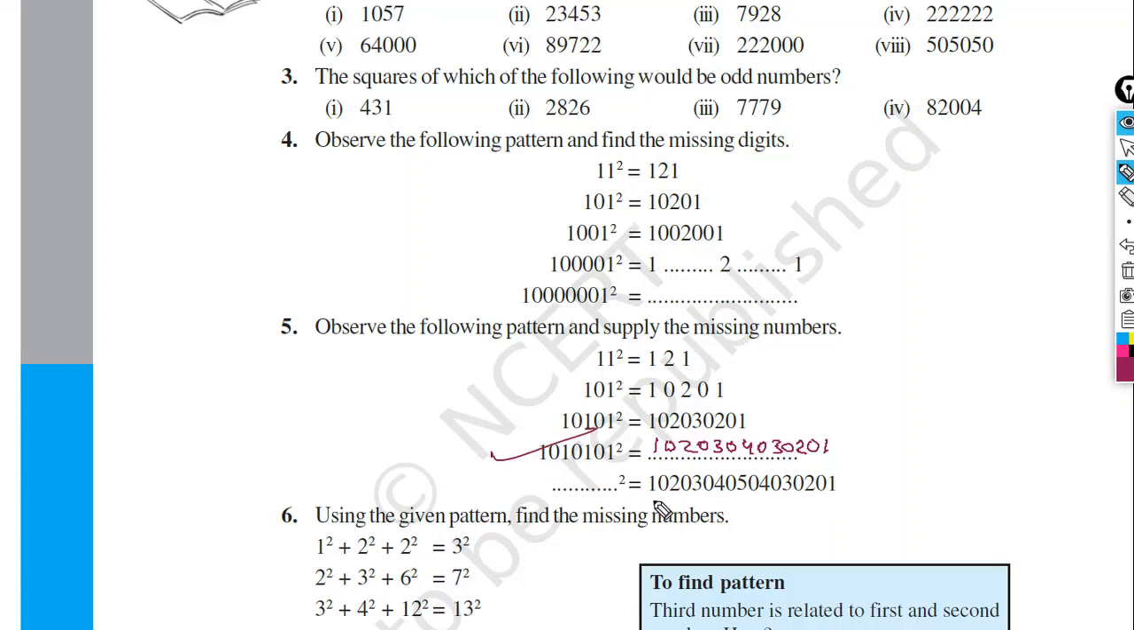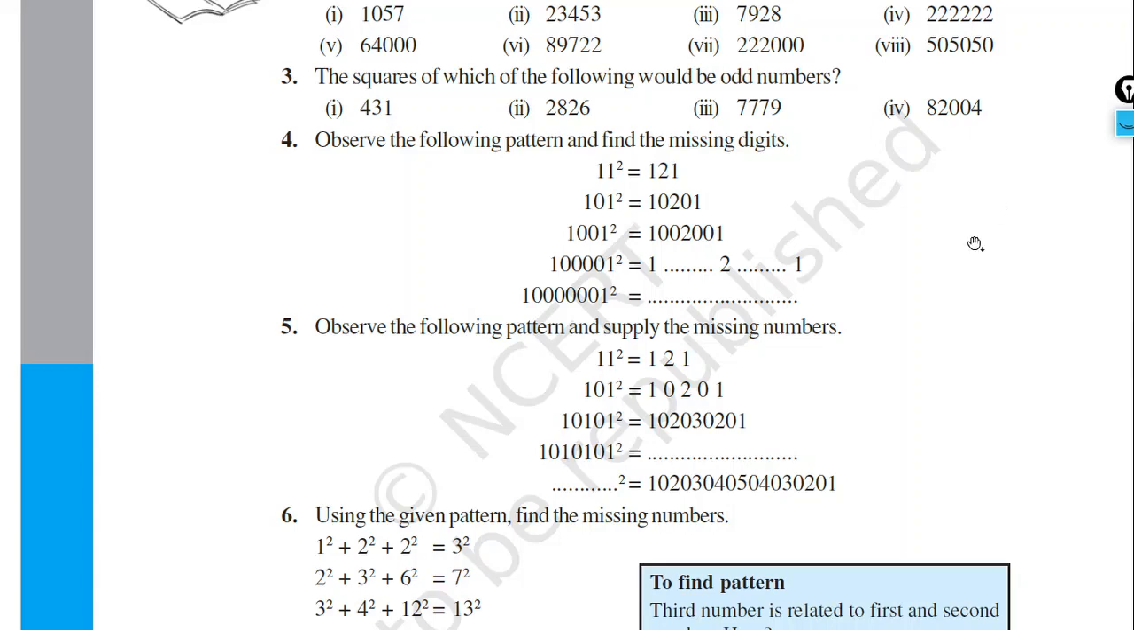Now you move to the next part. Here you see 1020304050. That means here it will be like this: 10 10 10 1. It will be 10 10 10 10 1, or 1010101001, like this. Okay, you just follow the pattern, you will be able to solve it.